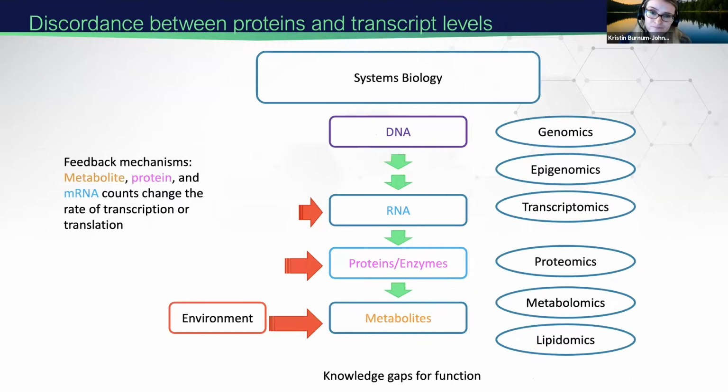An additional reason it's beneficial to make measurements at the proteome level is that environment and feedback mechanisms also create knowledge gaps for function, where protein and transcript levels often do not match. For feedback mechanisms, metabolites, proteins, and messenger RNA counts or abundances change the rate of transcription or translation. Changes in environment, for example changes in pH in our synthetic biology cultures, can initiate a stress response and consequently alter the rate of transcription, translation, and protein turnover.